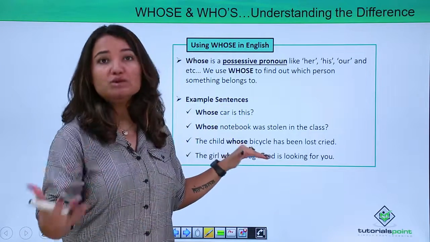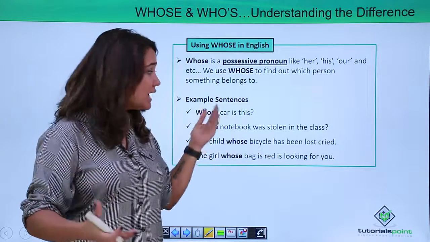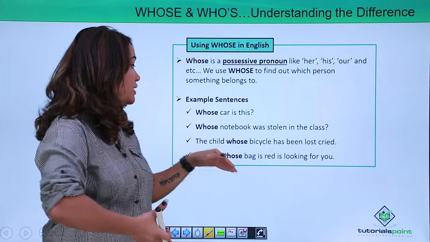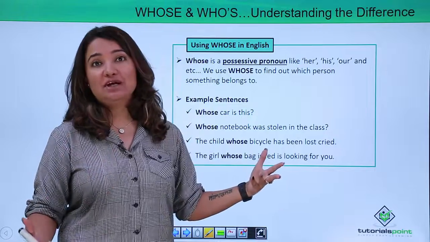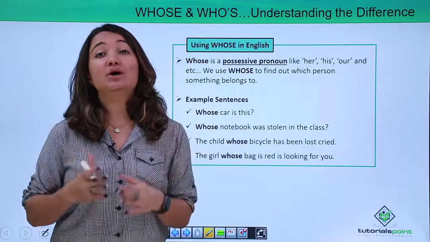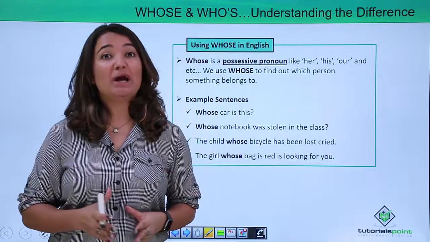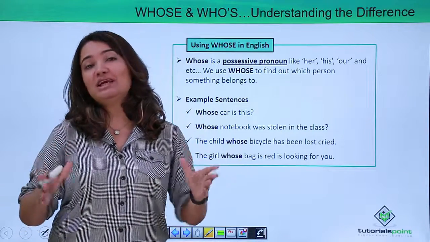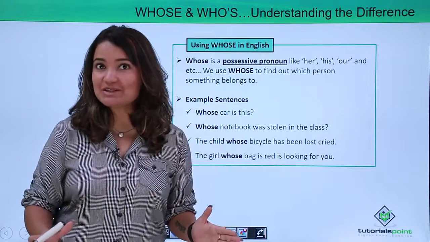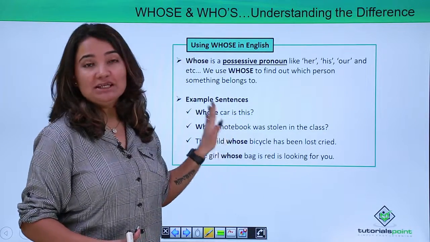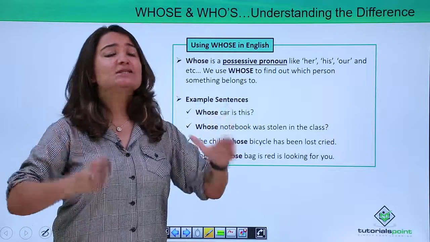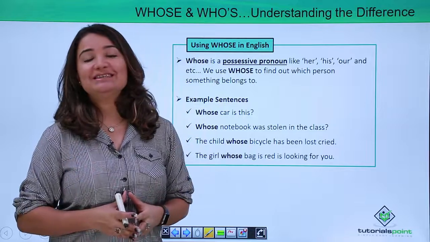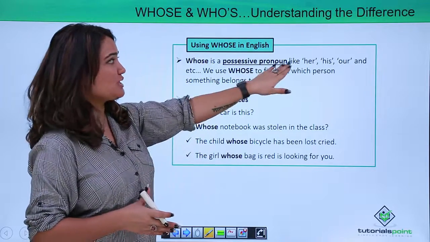The child whose bicycle has been lost. Here again, it is telling you about possession, whose bicycle. Or the girl whose bag is red. Again, this word whose, W-H-O-S-E, is used to indicate possession. So do not confuse yourself whenever you use this word in a sentence, because it is purely and simply a pronoun which indicates possession.